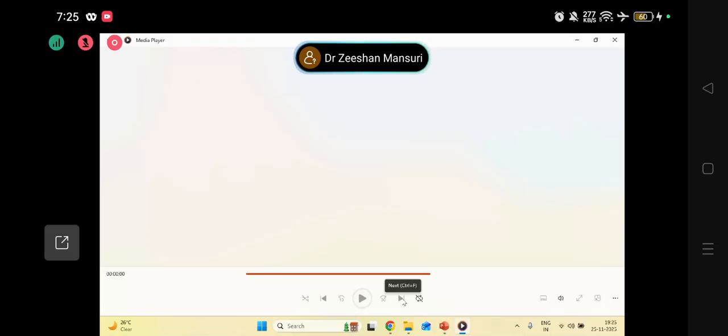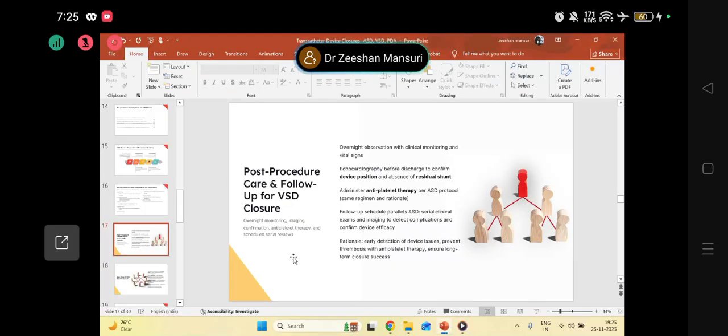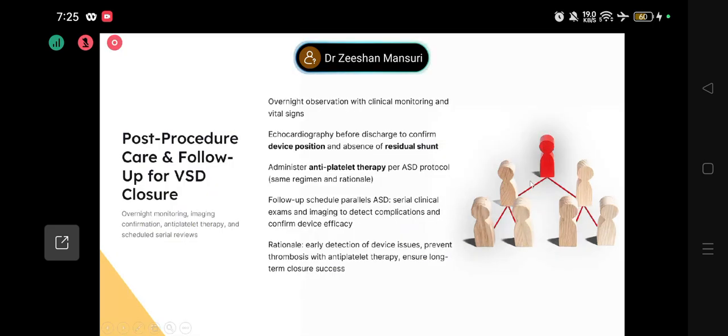So the idea is that whenever you are doing a device closure in the ventricular septal defect, you need to cross the ventricle. Catheter choice, I personally prefer internal mammary artery catheter, that is the diagnostic Lima catheter, 5 French or 4 French, depending.